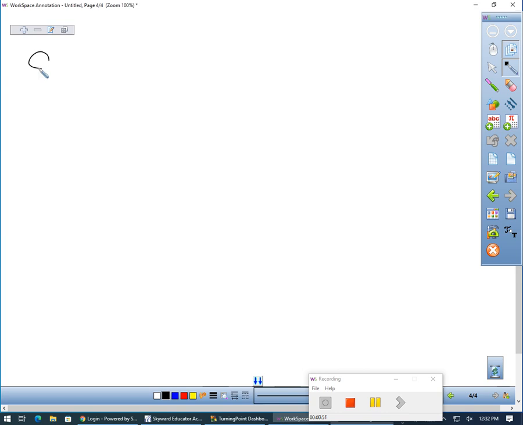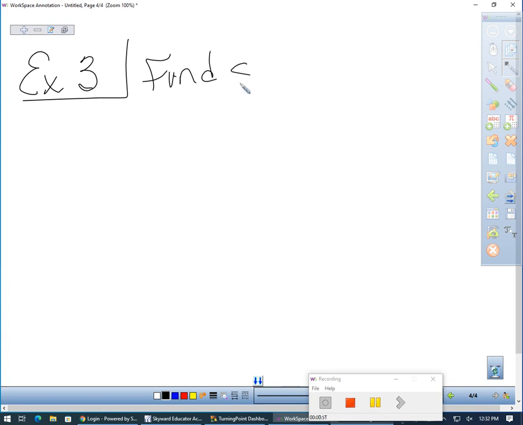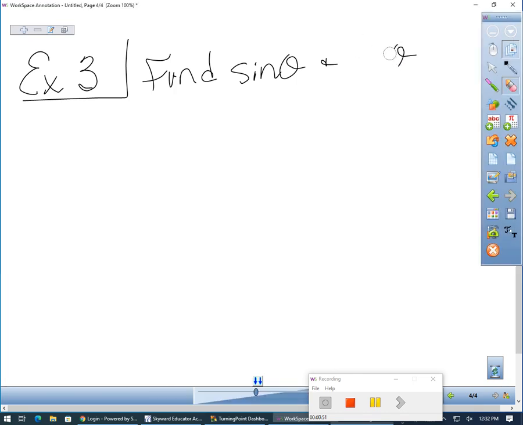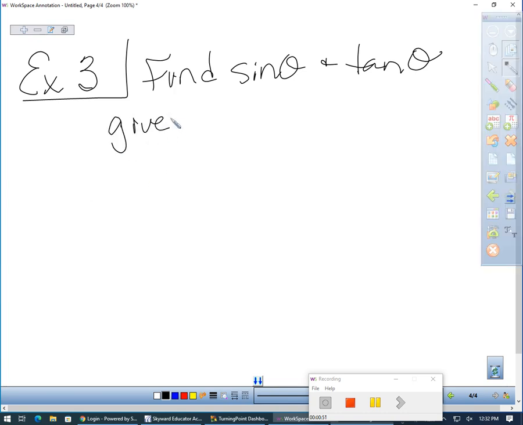Here's example number 3. We will find sine theta and cosine theta. Actually, I take that back. Let's find cotangent theta. We'll change it up a little bit. And tangent theta, given cosine theta equals 0.8, and that tangent is greater than 0. So again, what quadrant are we going to end up in?